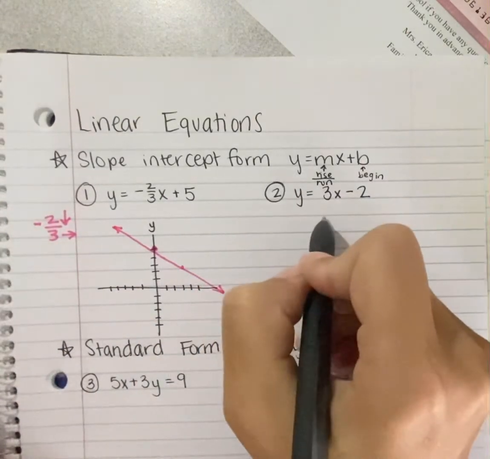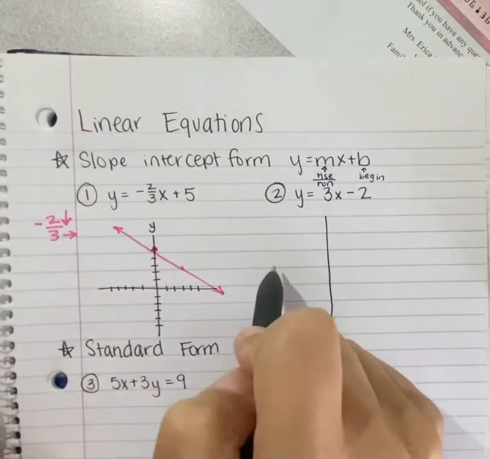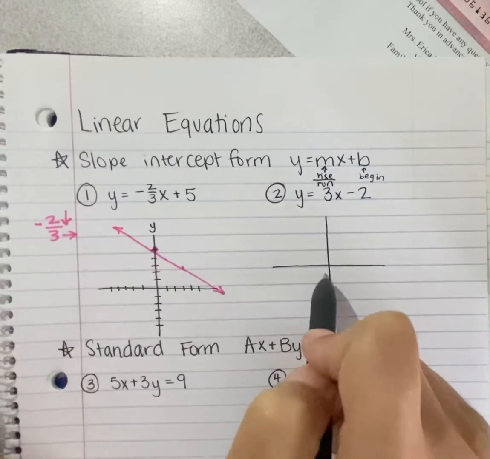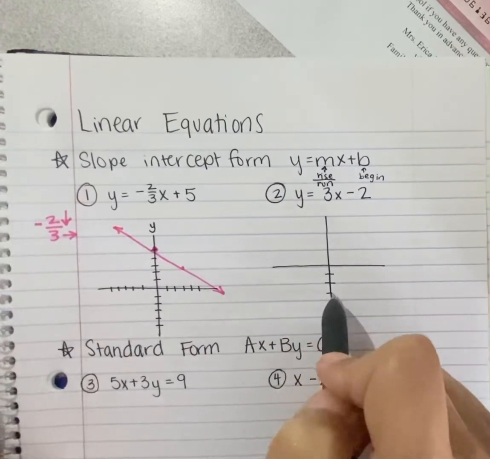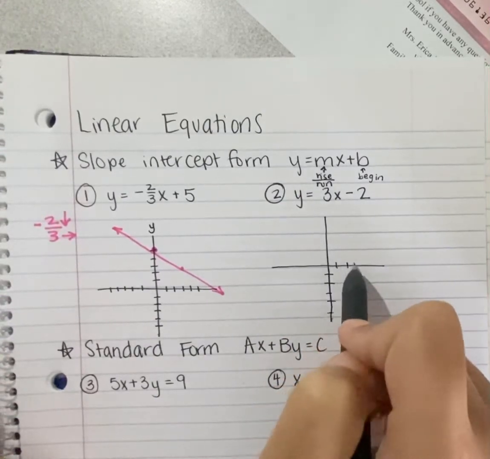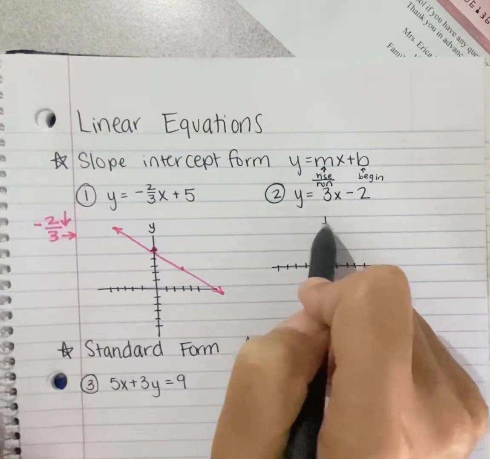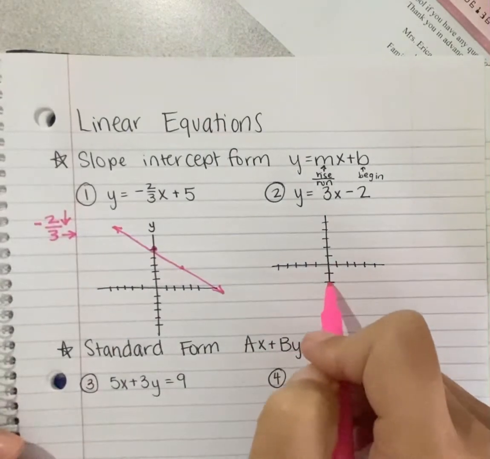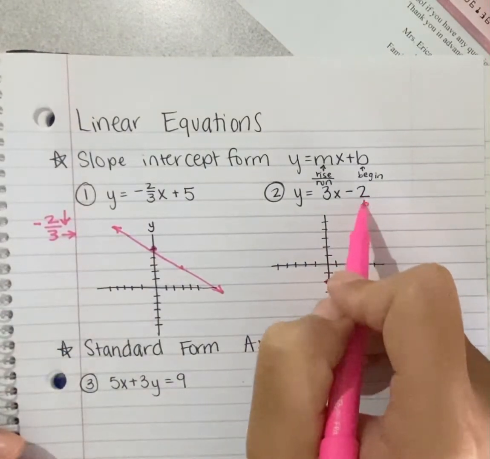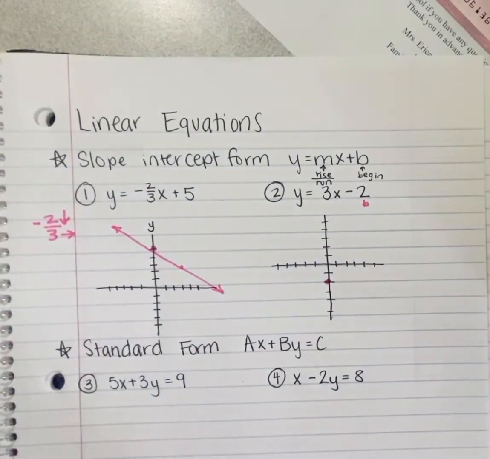For number 2, same thing, it's already given in slope-intercept form. I'm gonna start at -2 on my graph, so I'm gonna extend just a little bit. 1, 2, 3, 4, 5. So I'm gonna start at -2 because that's where it tells me I'm beginning. This is the b, that's where I begin. Now I'm gonna use my slope to move.